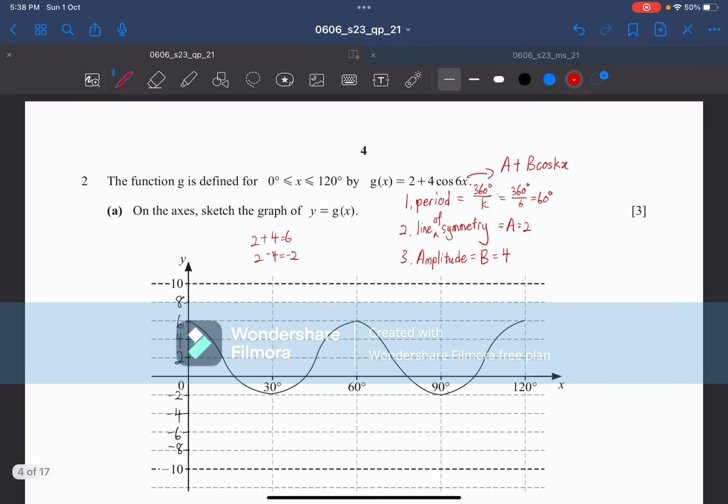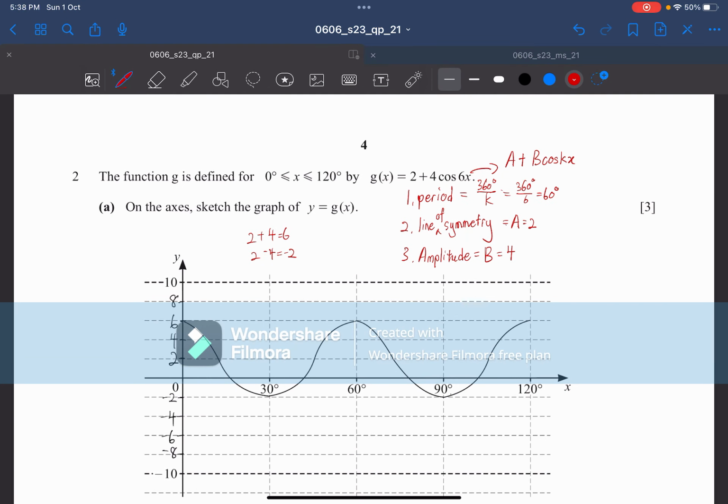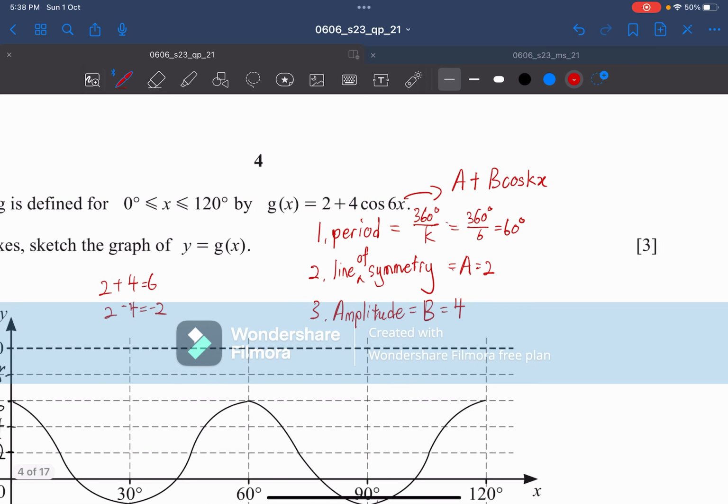Alright, question 2. The function g is defined for 0 to 120 degrees by g(x), which is this function right here. On the axis, sketch the graph of y equals g(x). So I wrote here, g(x) equals 2 plus 4 cos 6x. We know that this is in the form of a plus b cos kx.